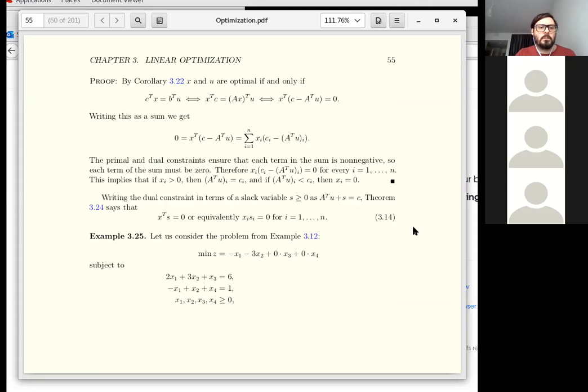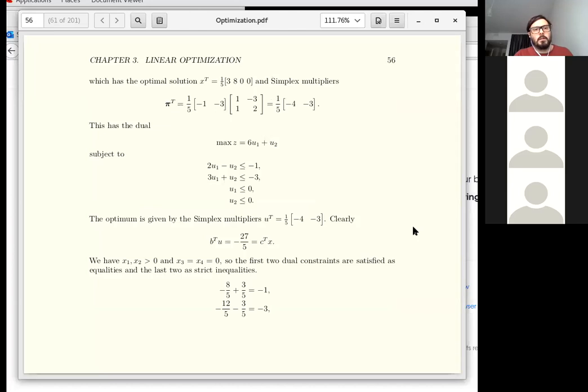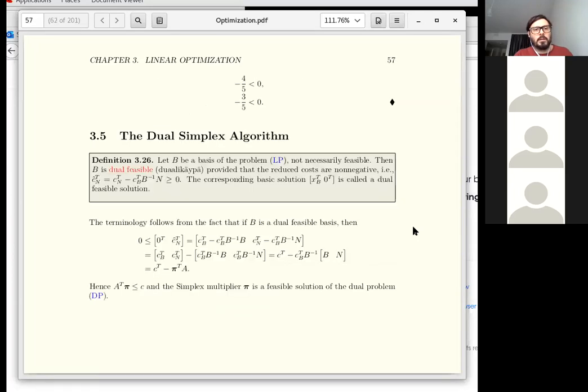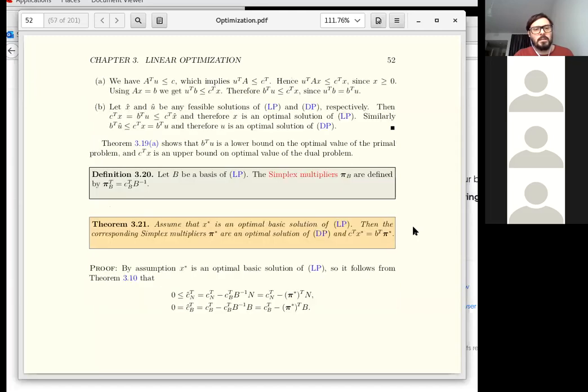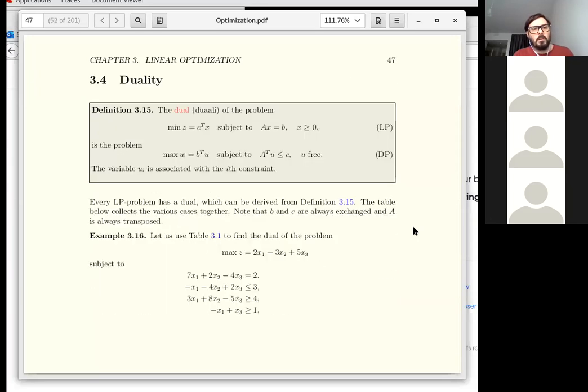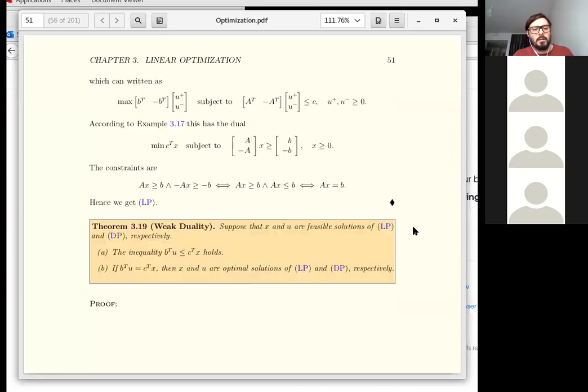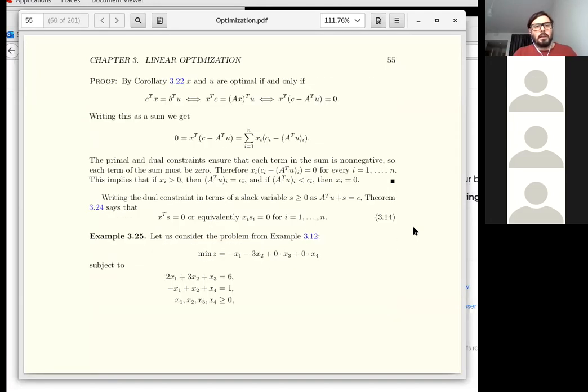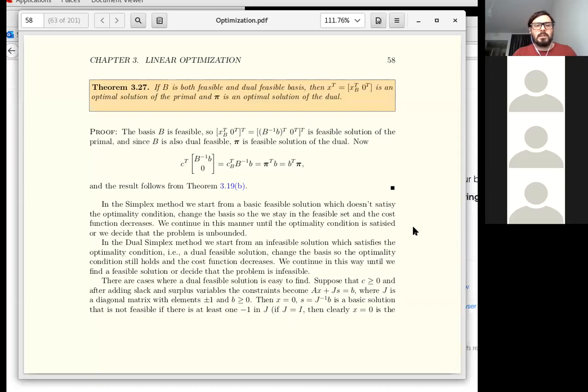I'm not going to go here. Here are some examples of problems and talking about the simplex multipliers. Really, we're going to skip most of this because I think the only thing that you really need to take away from this is the idea that this dual that we define like this has this theorem 3.19, and pretty much everything follows from this. We go to the dual simplex algorithm next. I'll just explain. It comes from here. I'm not going to skip this theorem.